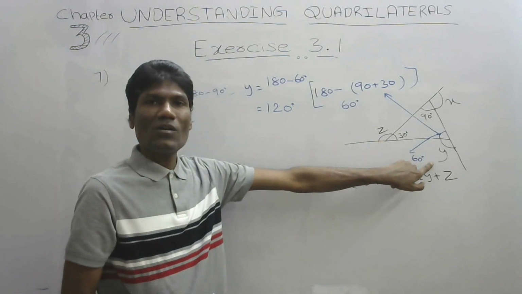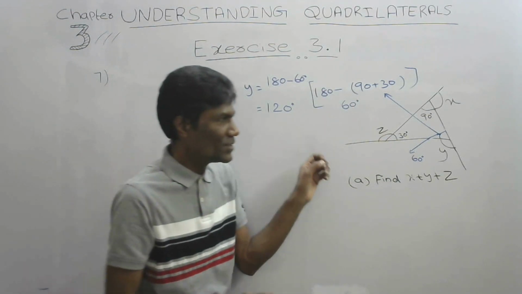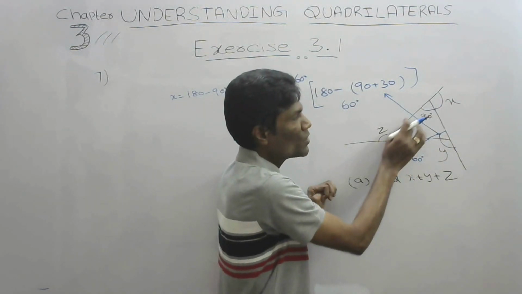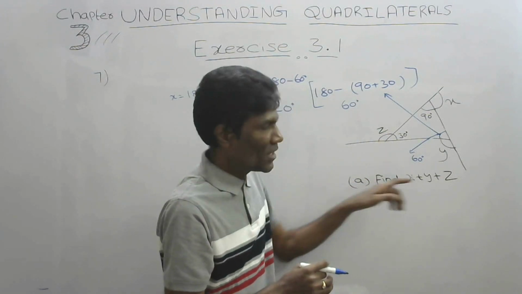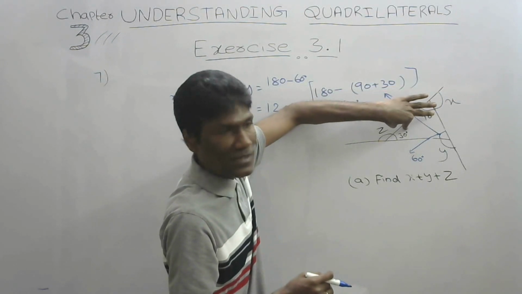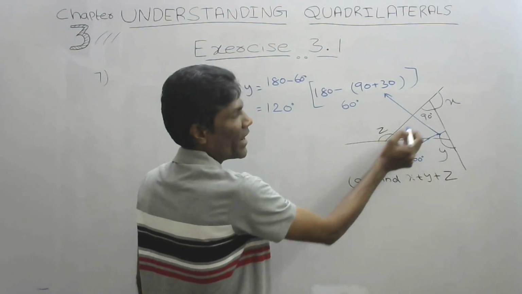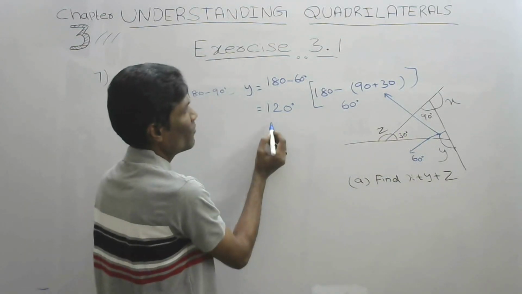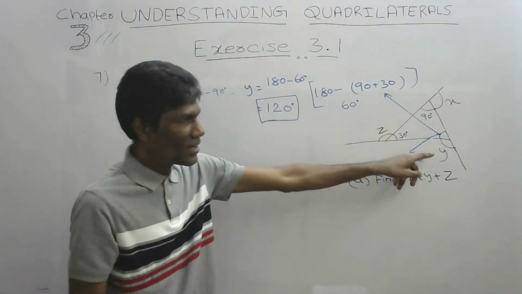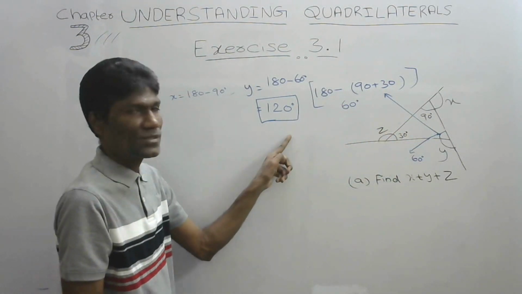This is one method. Or instead of doing all this, we have one shortcut. That is, any exterior angle will be the sum of the opposite two interior angles. That is 90 plus 30. Directly we can take this y as 90 plus 30. What is 90 plus 30? 120 degrees. Directly. Or we can calculate like this. We will get the same value. We got y as 120 degrees.